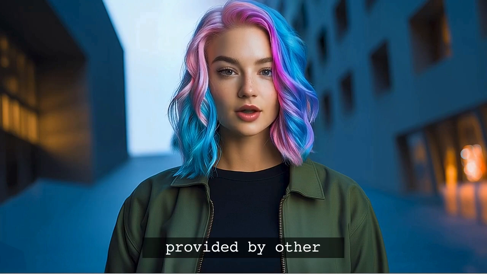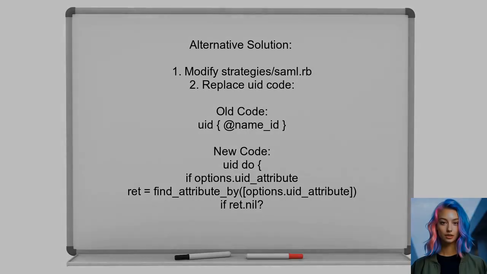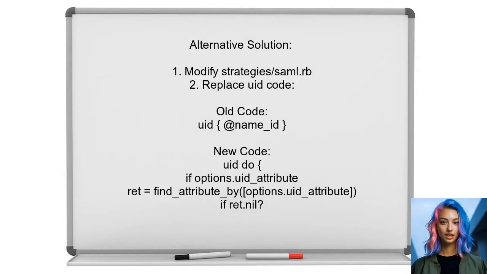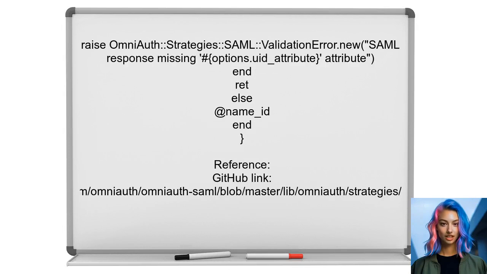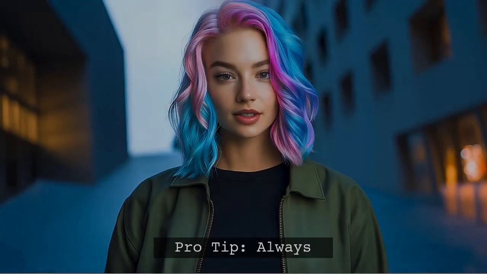Now let's look at the answers provided by other users. An alternative solution provided by another user suggests modifying the code in the strategies saml.rb file. They recommend replacing the existing UID code with a new block that checks for the UID attribute and raises an error if it's missing. Here's the tip I promised.